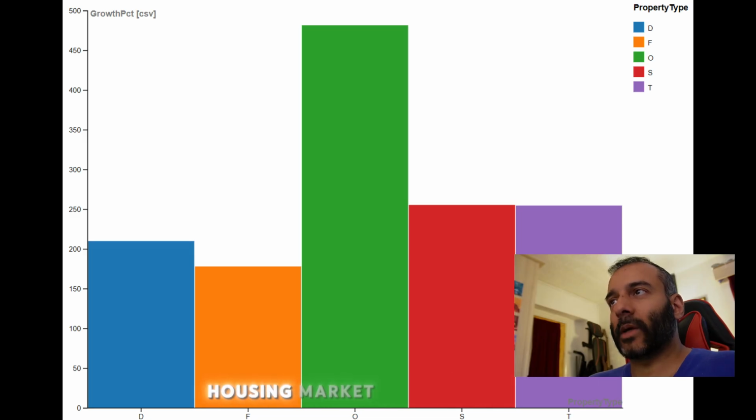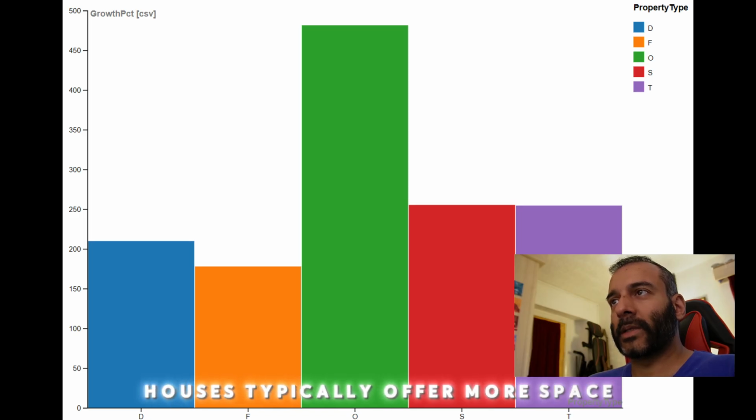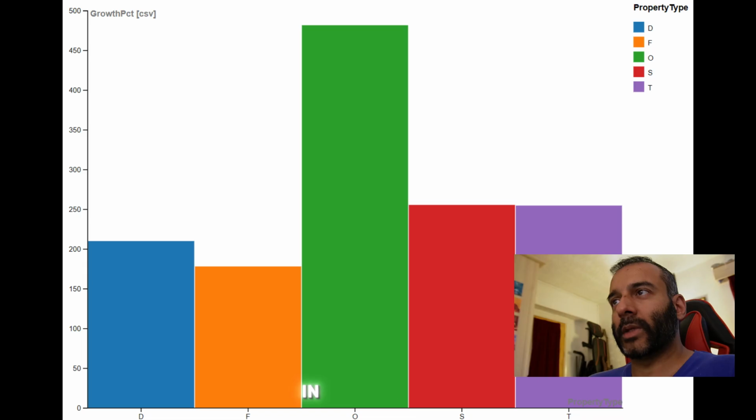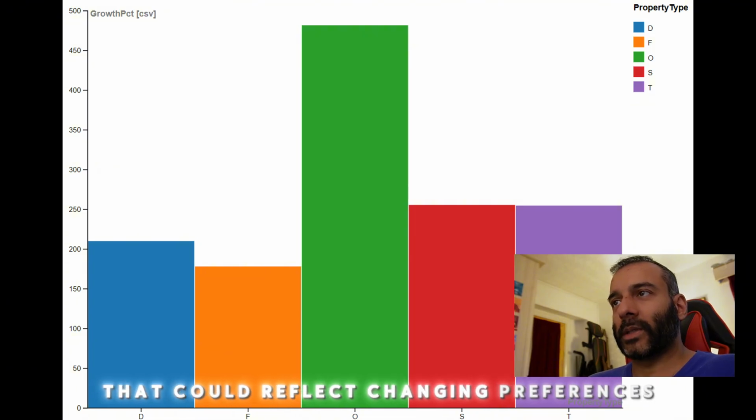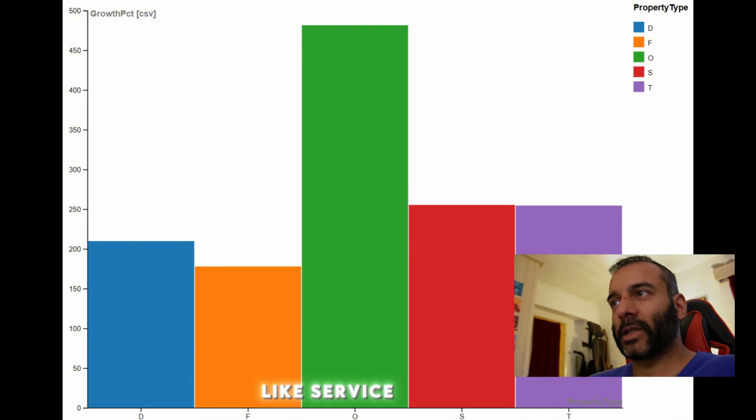It suggests that the housing market isn't just rising overall, but it's shifting in terms of what people value the most. Now think about what drives this. For example, detached and semi-detached houses typically offer more space, and over time, especially in recent years, space has become more valuable. That would help explain why certain property types have seen stronger growth. On the other hand, flats, while more affordable, haven't always kept pace in terms of growth. That could reflect changing preferences, as well as factors like service charges, location and demand patterns.